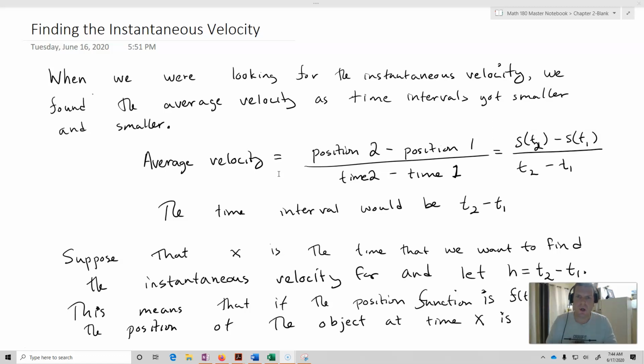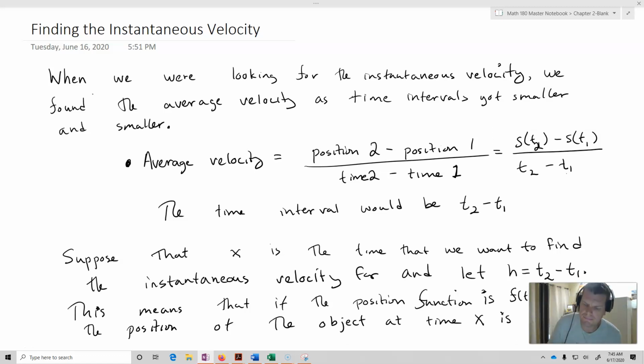Okay, so when we were looking for the instantaneous velocity, we found the average velocity as time intervals got smaller and smaller. We had this equation that the average velocity was going to equal position 2 minus position 1 over time 2 minus time 1. So a change in position over the change in time, or s of t2 minus s of t1 divided by t2 minus t1. We've done that quite a few times, so hopefully that equation has become somewhat ingrained for you.